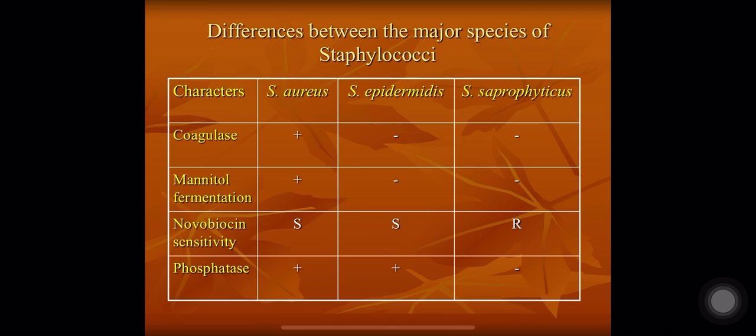You can compare the various features of different species by forming tables, and in that you can enter the important characteristic features of the organisms like coagulase test and mannitol fermentation. In case of Staph aureus, they are positive. Then to differentiate epidermidis from saprophyticus, novobiocin test is used. Epidermidis is novobiocin sensitive, while saprophyticus is novobiocin resistant.